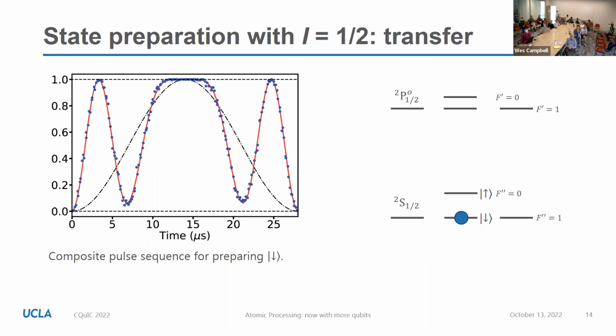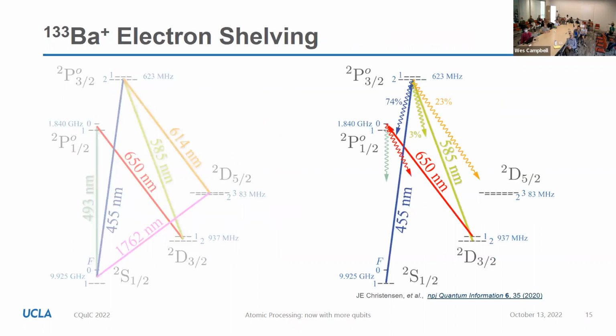Let's address it. Okay. So our error in getting this composite pulse sequence to do the population transfer was about 10^-4.3. And the last step that we need to do to complete our state preparation and measurement is what we call electron shelving.